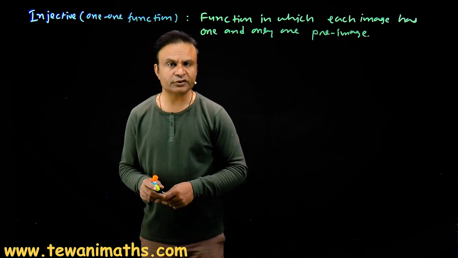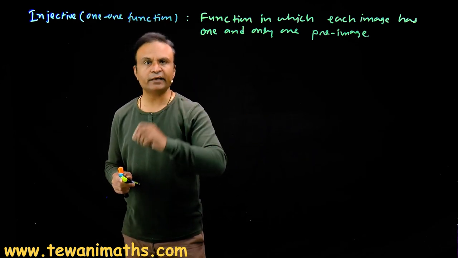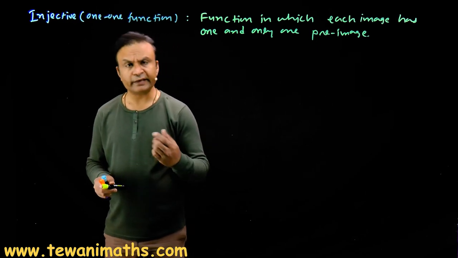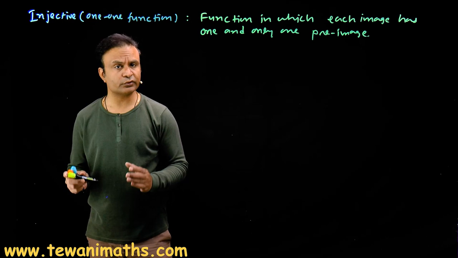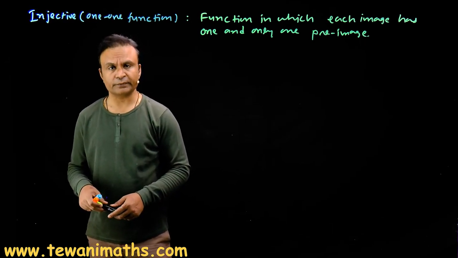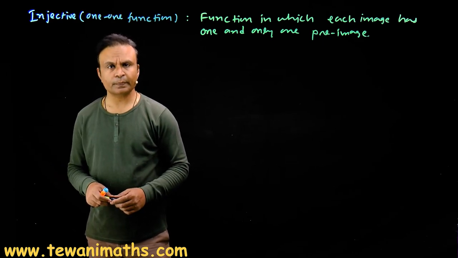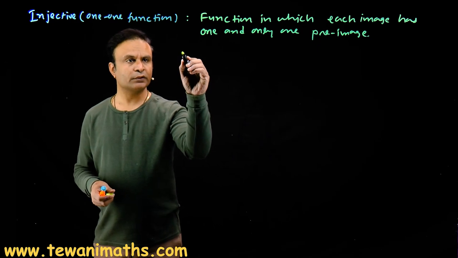क्या होता है one-one function में? वन वन फंक्शन में हर इमेज को सिर्फ एक प्री इमेज होगा. How do you prove that any function is injective? कैसे प्रूव करेंगे कि कोई फंक्शन जो है इंजेक्टिव है या वन वन है? There are different methods for different types of functions, but the most common method is like this.